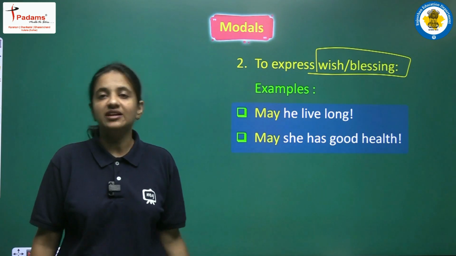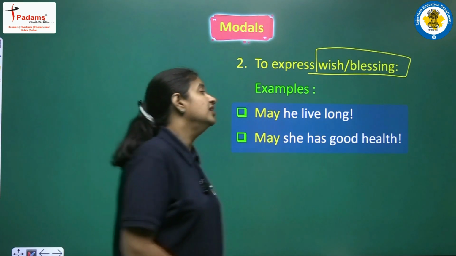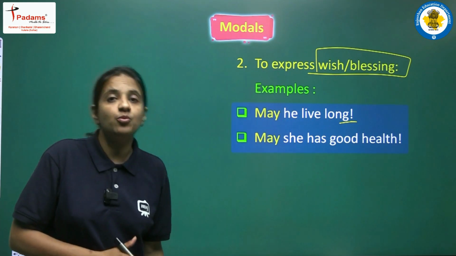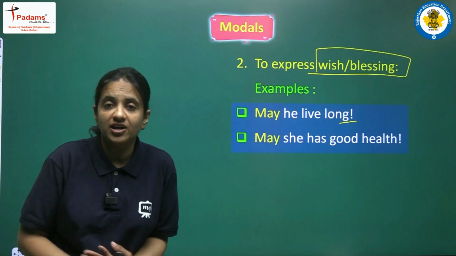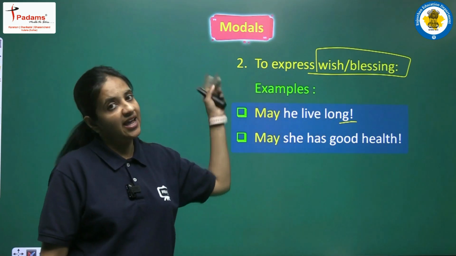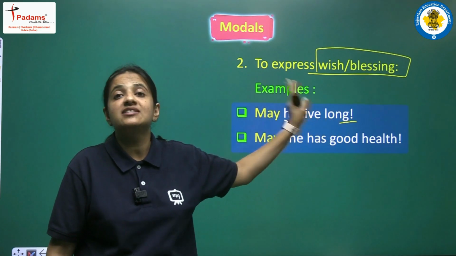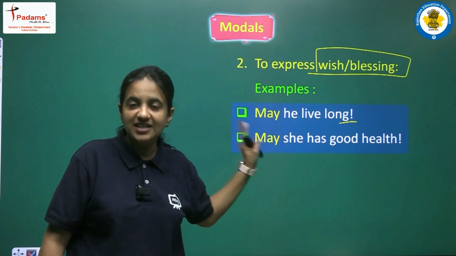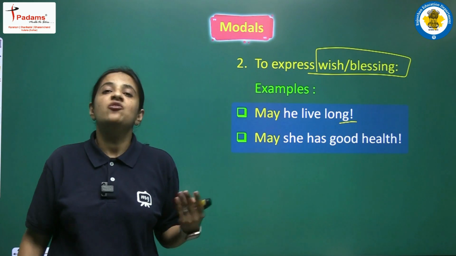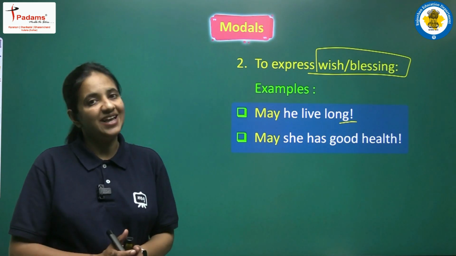And one more important thing that you have to observe here is that at the end of the sentence we are having one exclamation mark, right? So such a kind of sentence will start with may, and at the end of the sentence there will be one exclamation mark. Then we can say that we are having one kind of blessing, one kind of prayer, or one kind of wish in a sentence.